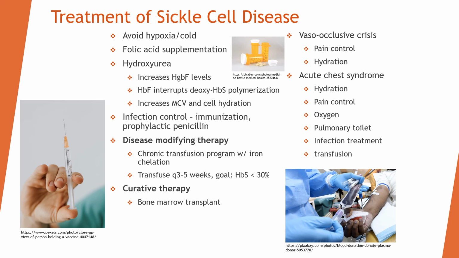For fatal complications like vaso-occlusive crisis, pain control and hydration would be important steps to take. And for acute chest syndrome, of course, pain control and hydration. We'll also look into oxygen, pulmonary toilet, infection treatment, and transfusion as well.